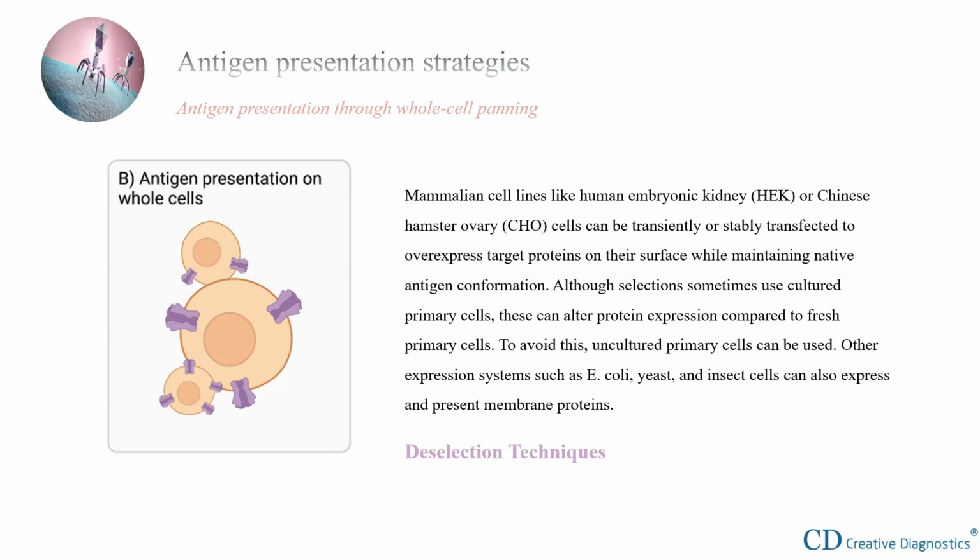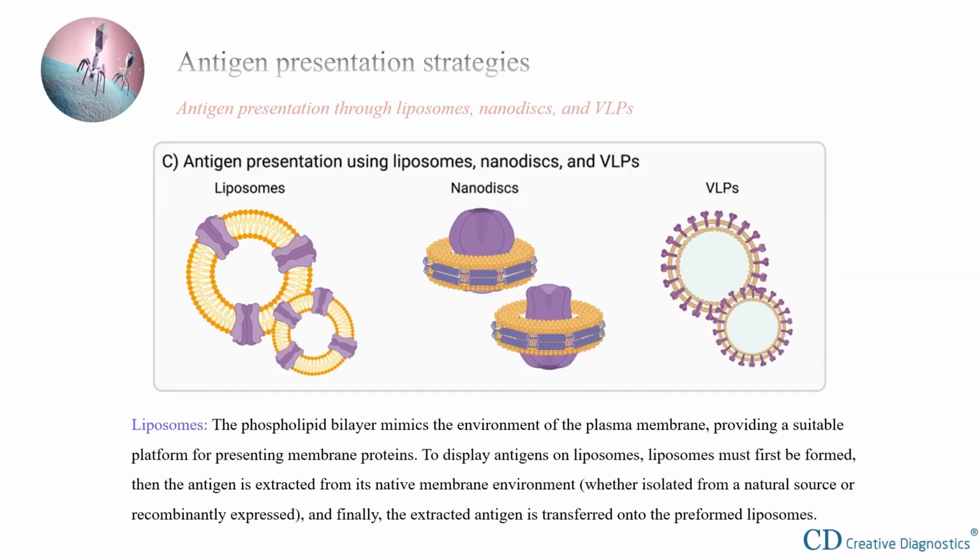Another challenge is that phage particles may nonspecifically adsorb to the cell surface via their coat proteins, independently of the displayed antibody fragments. To prevent this, low pH washes can be used. Furthermore, some phages may bind nonspecifically to dead cells and cell debris present in the cell suspension used for panning. To reduce enrichment of such nonspecific binders, it is important to ensure that most of the cells used for selection are viable. Membrane proteins can also be presented on amphiphilic structures such as liposomes, nanodiscs, and virus-like particles (VLPs).